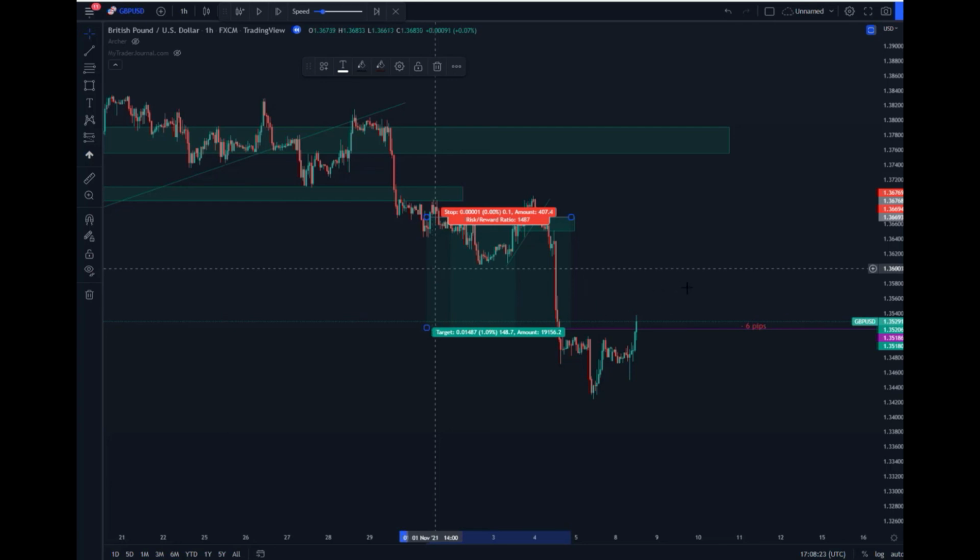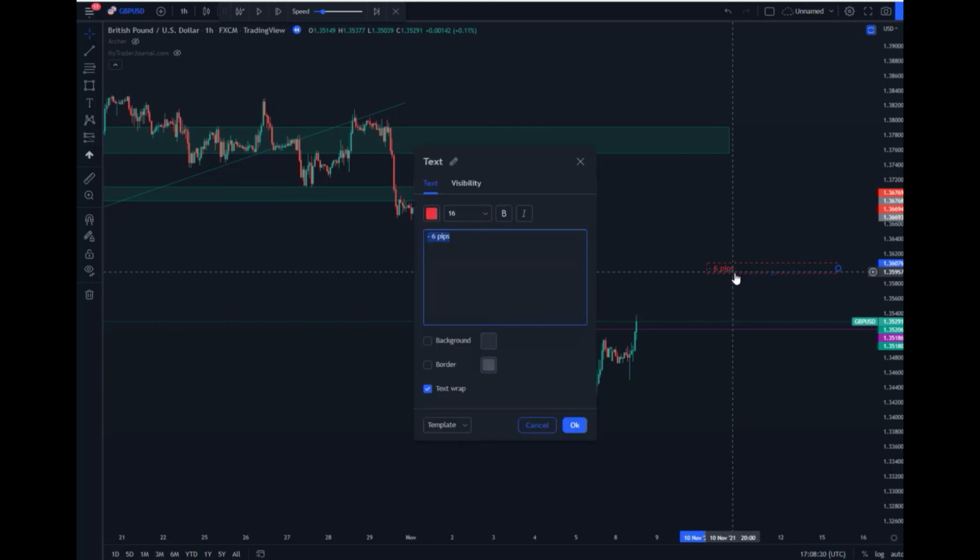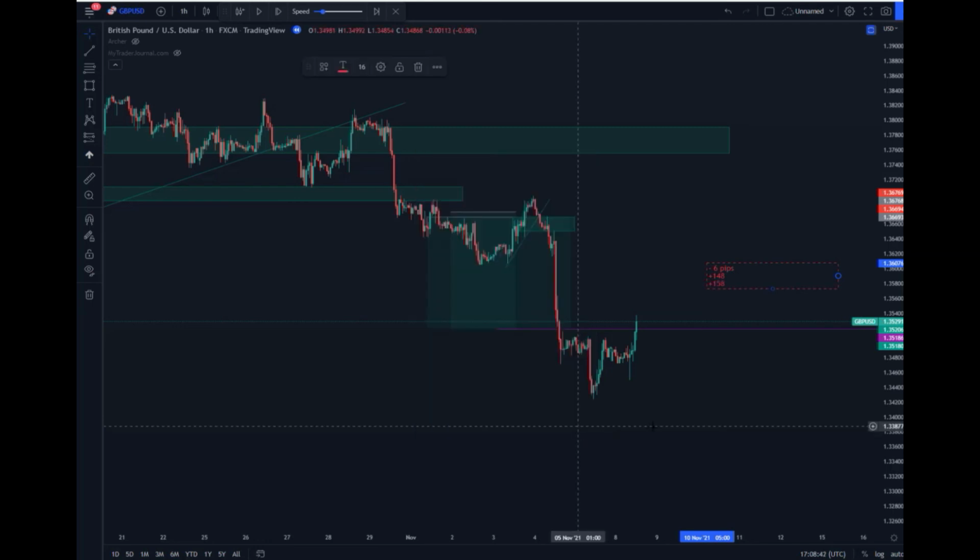So this is minus 6 pips, and on the other one we did plus 148 and plus 158. Cumulatively, look at how many pips we are. I don't usually like talking pips, I like talking percentages, but this is it. If we had closed it here, we would have made much more.